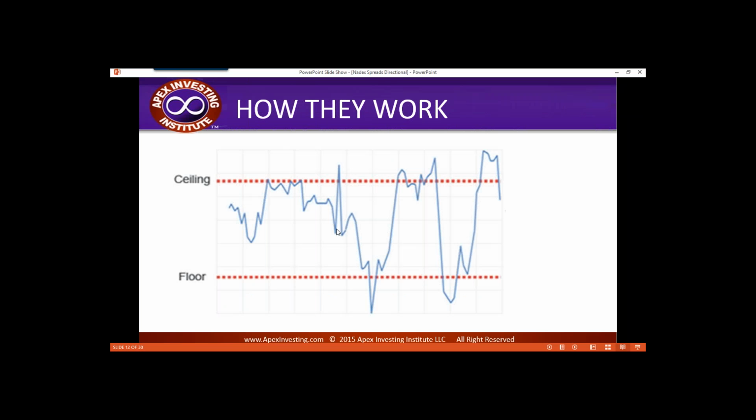What are spreads? Well, Nadex calls them bull spreads. I like to call them box spreads because if you draw them on a chart, they kind of look like a box. The way a spread works is it has a top and a bottom, or what we call a floor and a ceiling, okay? Let's say, for example, we're looking at a spread on the euro dollar, and the bottom of the spread, the floor, was 1.2400, and the top of the spread, the ceiling, was 1.2500.